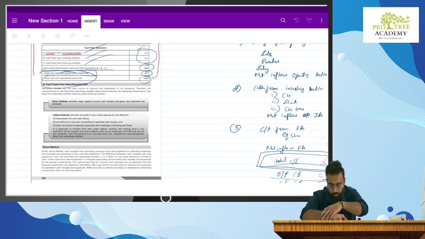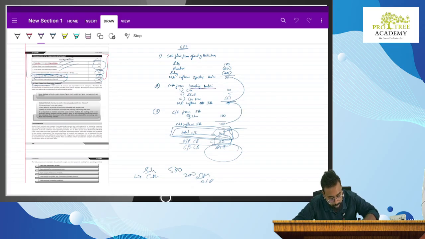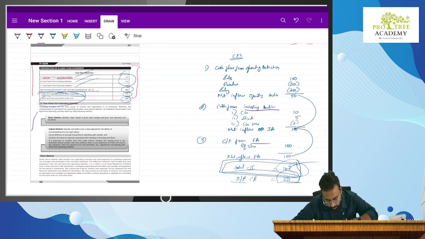Yes, sir. So we saw how to present the cash flow. It will be cash flow from operating, investing, and financing activities. These are the three activities into which all the transactions are classified. And in that there are two types of method: one is the direct method, and another one is the indirect method. Under the direct method, what is the difference?